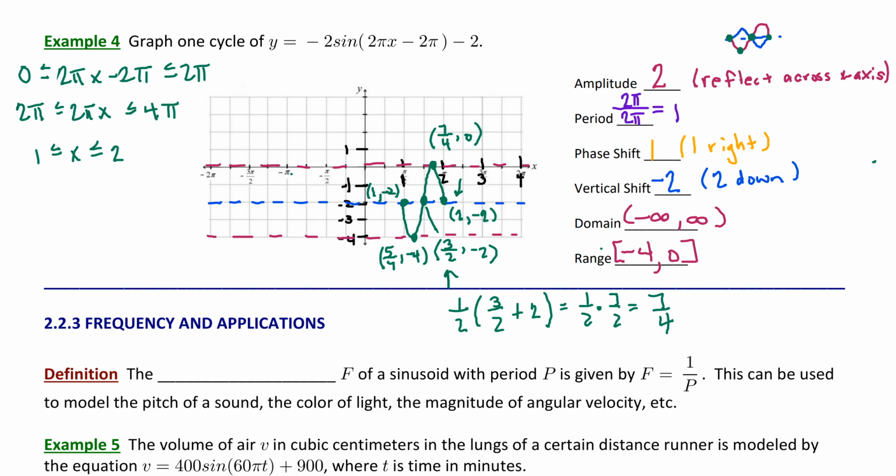So in this section, we looked at sine waves that exhibit all of the transformations: reflections, change in amplitude, period, phase shift, and vertical shift. Every single one of those aspects can be used to model something in real life. So in the next section, we'll talk about some applications.